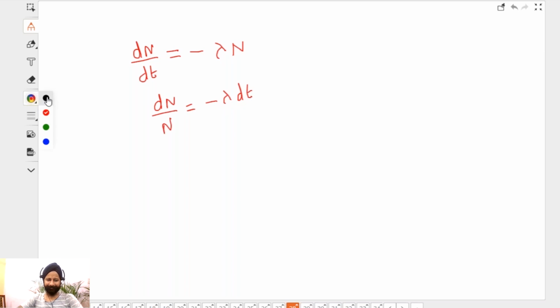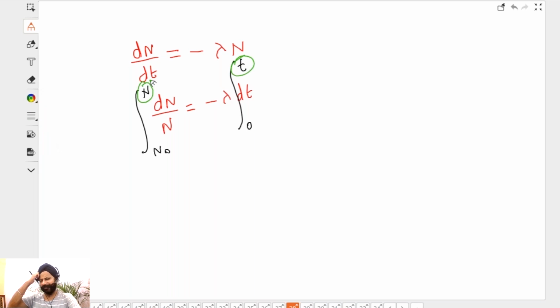You can integrate that. Limits would be you start with N naught as in the original number, and how many do you have now? And you integrate here. Lambda is constant, so it can stay outside of all that. So integration of dt from time t equal to 0. I start my stopwatch now, and I stop it after t seconds. So after t seconds, how many nuclei are left in there, right? That's what I'm interested in. Anybody knows the integration of 1 by N, dN by N? Anybody who can tell me what is the integration of the left hand side? Awesome job, Sai Kumar.